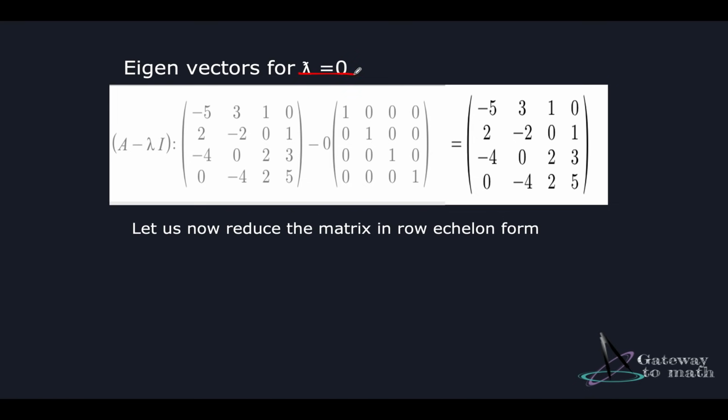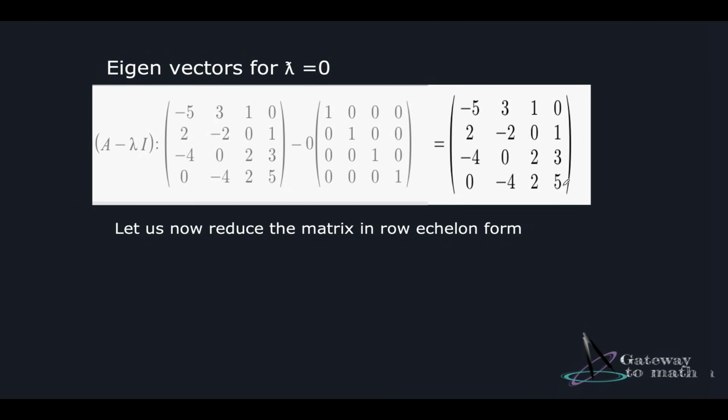Remember, we had 3 values of lambda in the previous slide, way previous slide, like long back. So the third value when we plug in equals, we're just subtracting this with 0. So this whole thing is gone. We're just left with our original matrix. Let's bring this matrix in row echelon form first.